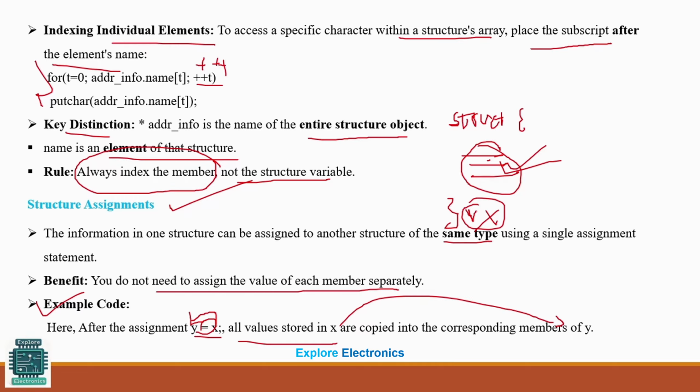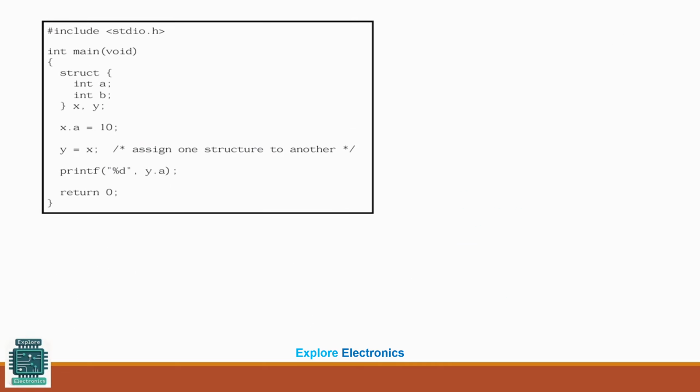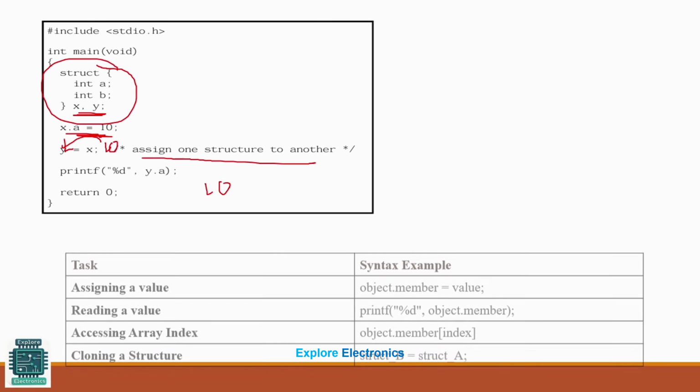Now let us see the code first. This is the code. See here, this is a structure declaration part and these are the structure variables, and here I am accessing the value, and here it assigns one structure to another. See here, x value is 10. I am assigning it to y. What should it display? It displays 10.